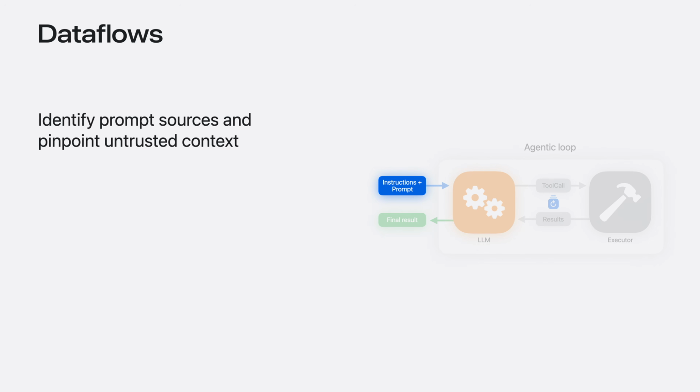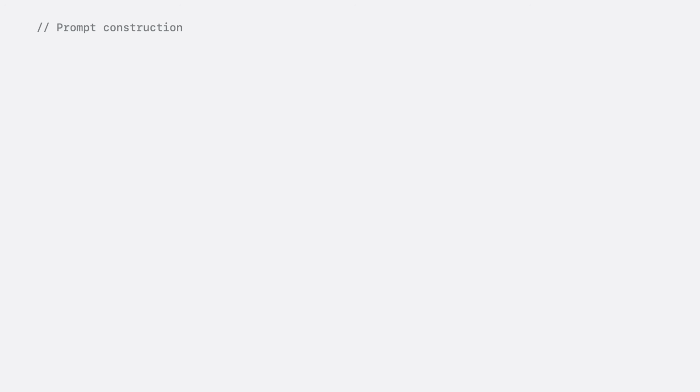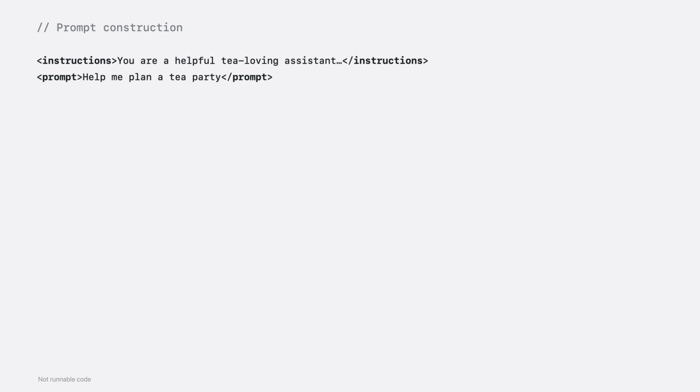We start by performing a data flow analysis for our agentic loop input, aka the prompt. We want to identify the data sources you'll use to construct your prompt. For this exercise, we want to pinpoint the sources of untrusted context that may contain prompt injections. Going back to our loose leaf app, there are a few data sources that feed into prompt construction. First is the instructions that provide the LLM some guidance about its purpose and role. Next is the user's prompt, the task the LLM will work on and the goal it's trying to achieve.